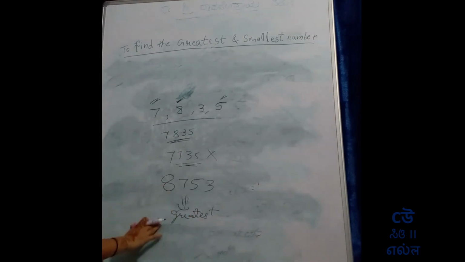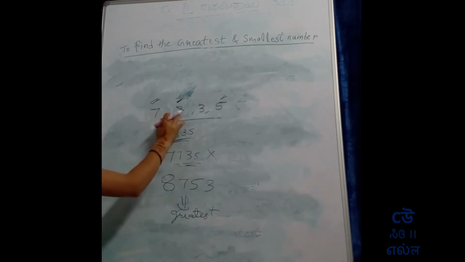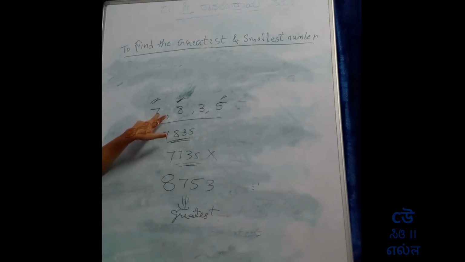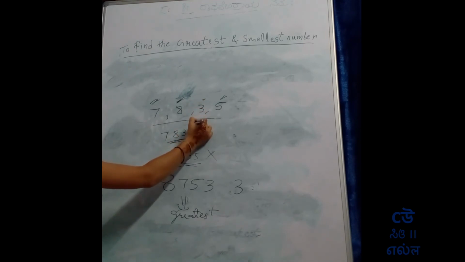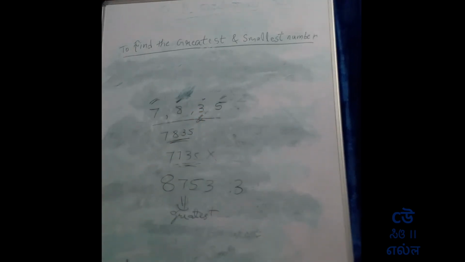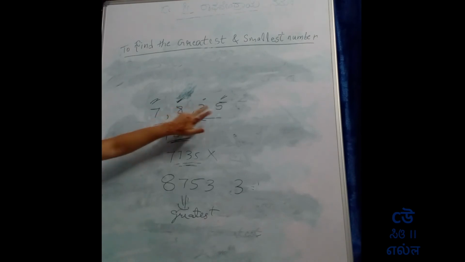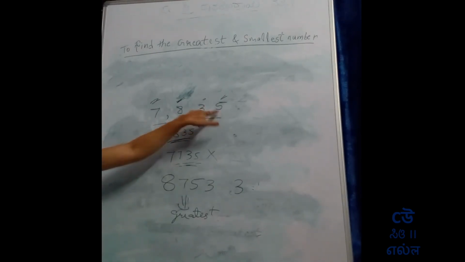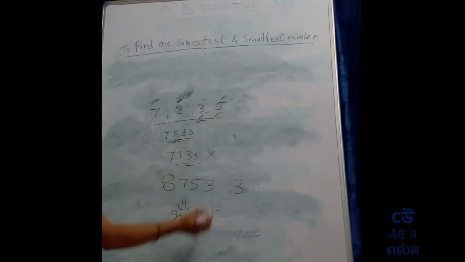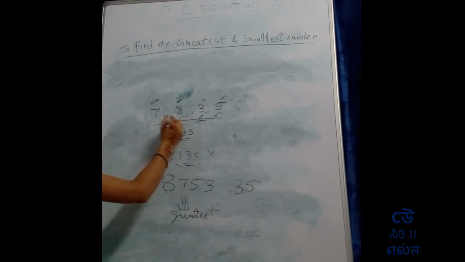Okay, like that only we have to find the smallest number. So in these 4 digits, see which is the smallest number? 7835. Which is the smallest number? 3 is the smallest digit among all these. Okay, so 3 is done. So remaining is 785. In these 3, which is the smallest number? So 5 is the smallest number. So this 2 is done.